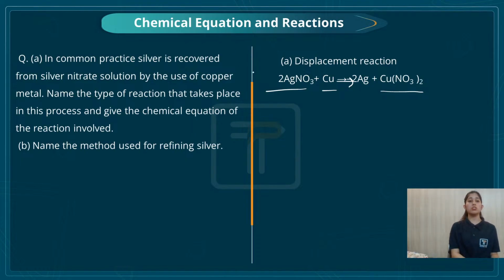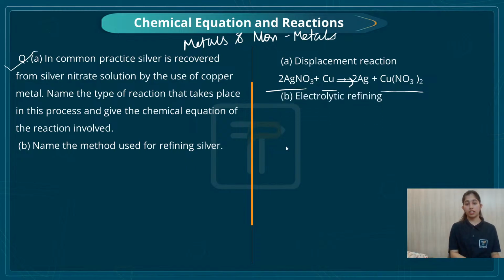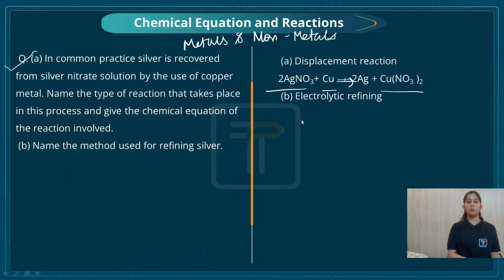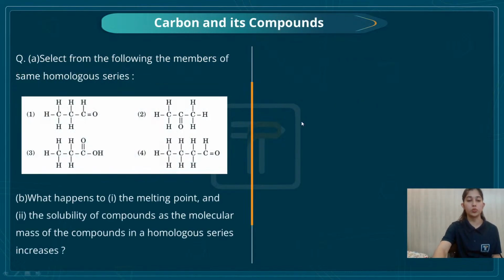So this question is a combination of both chemical equation and reaction in metals and non-metals. So what is going to be the reaction? What is the name of the reaction? It is electrolytic refining. Yes, it is simple. Electrolytic refining. This question is of 2 marks. Do it and get your 2 marks. Next question.